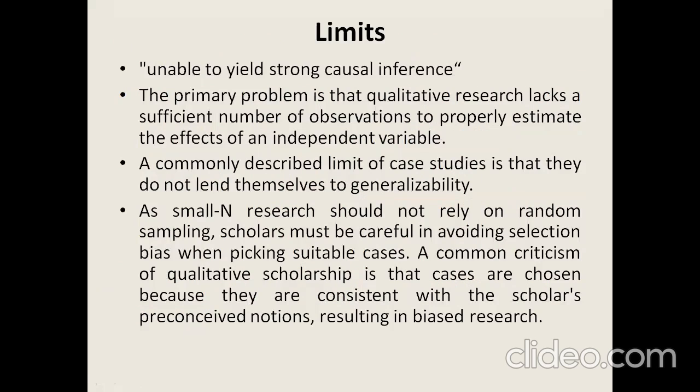That's what this is. And there is a certain limitation in the case study, right? Limitation in the sense of being unable to yield strong causal inference. The primary problem is that qualitative research lacks a sufficient number of observations to properly estimate the effect of an independent variable. When the subject is independent, it is not going to have a sufficient number, right? For example, if you're doing an animal study, why are you taking n equal to 6 in each group, 6 rats in each group?